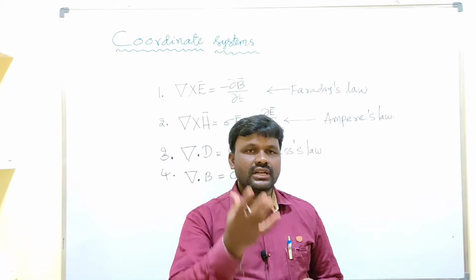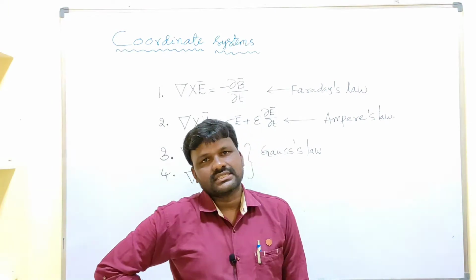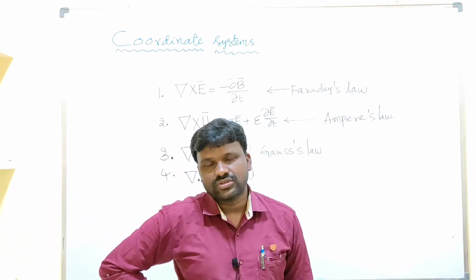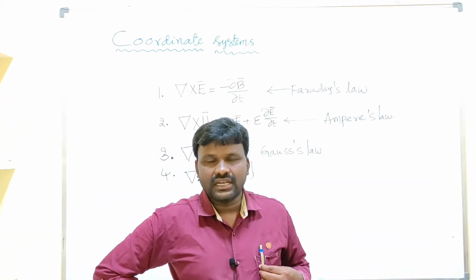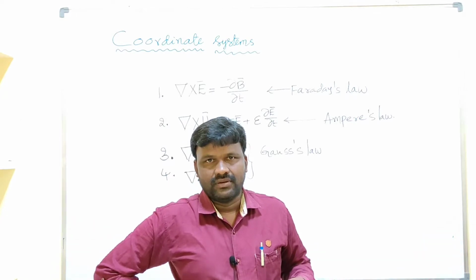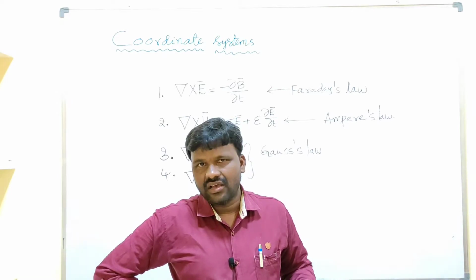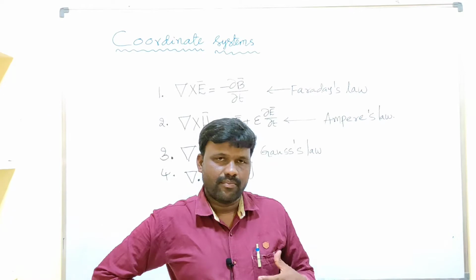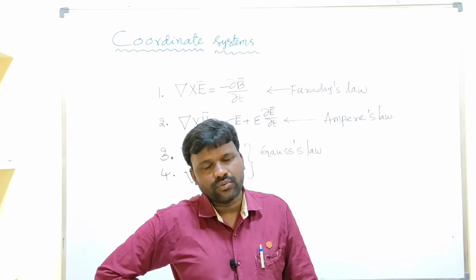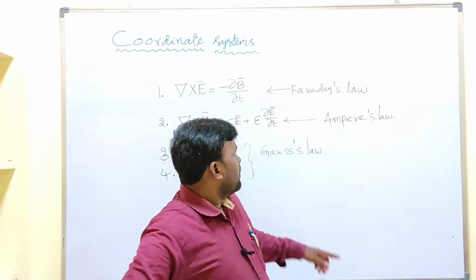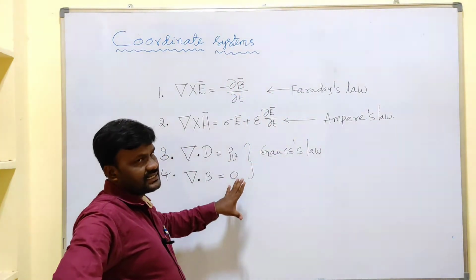We have four important equations in our electromagnetic theory. Those four important equations are known as Maxwell's equations. Of course, these Maxwell's equations are derived from the basic laws in electromagnetism. Of course, those basic laws are nothing but what? One is Gauss law for electricity and Gauss law for magnetism. From the two we will get two equations, and the remaining two are obtained from Faraday's law and Ampere's law. These are the Maxwell's equations.